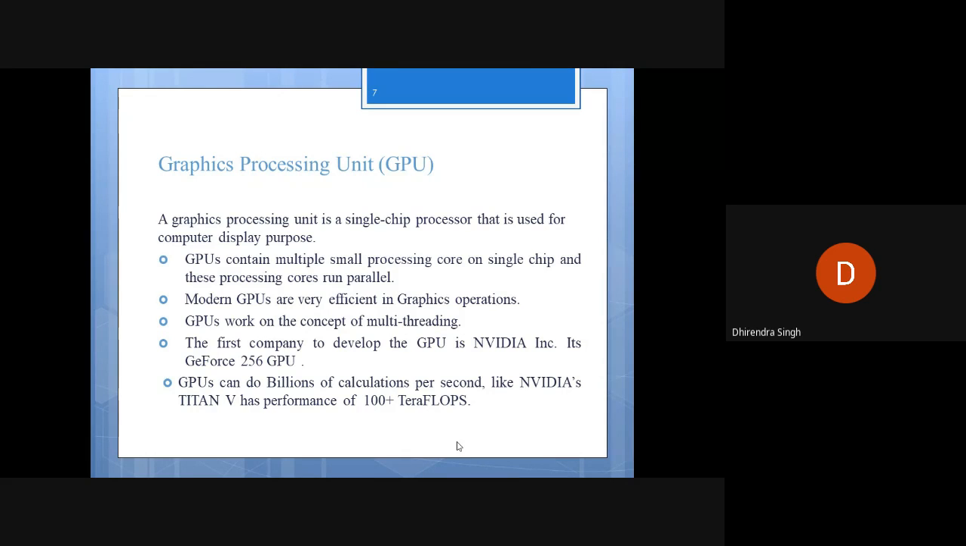They have small capabilities, but they are efficient at doing arithmetic and logic operations. So what happened over there? GPUs have a large number of small processing cores, and the beauty here is that these cores can run in parallel.